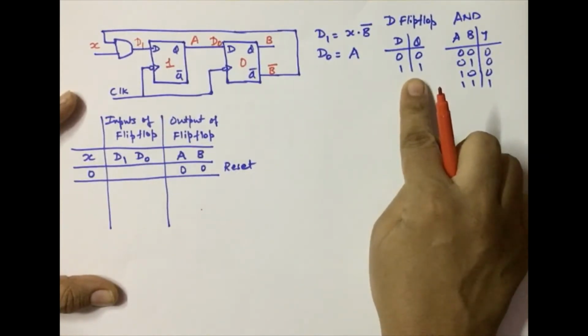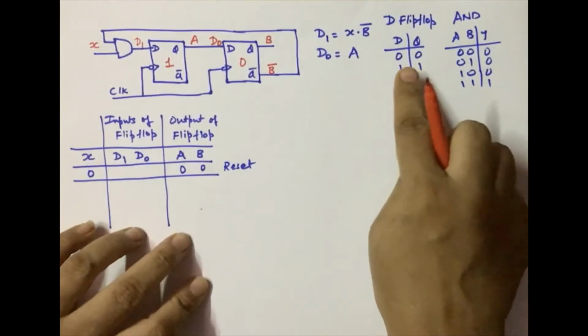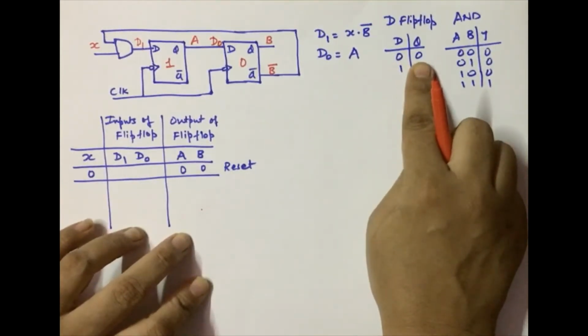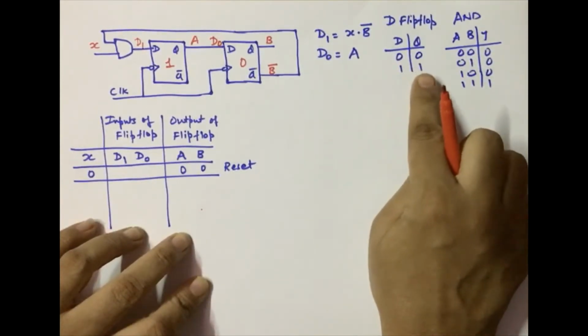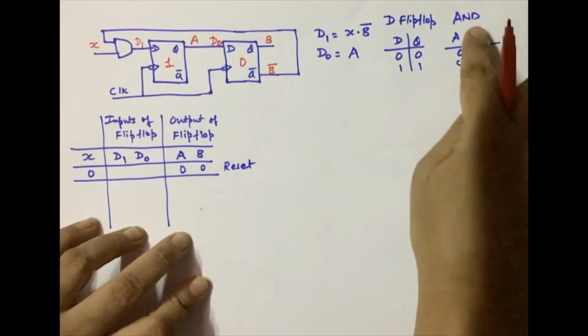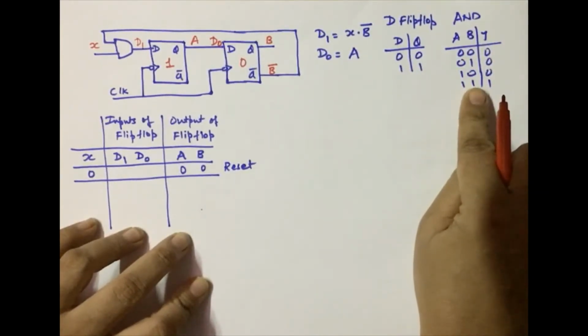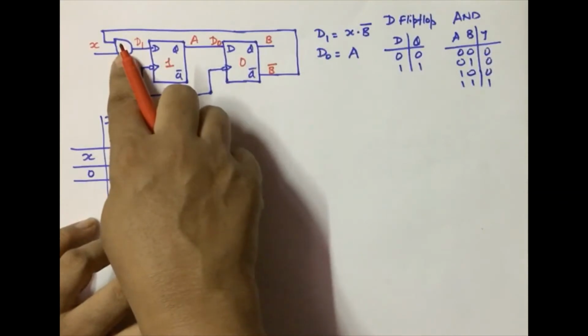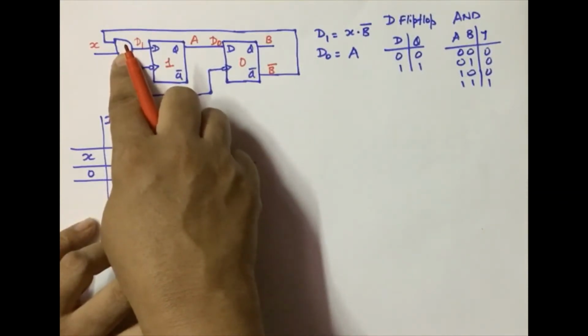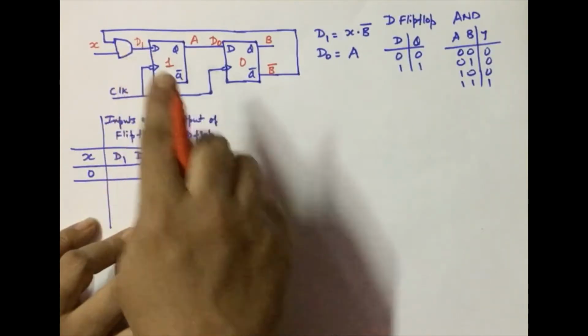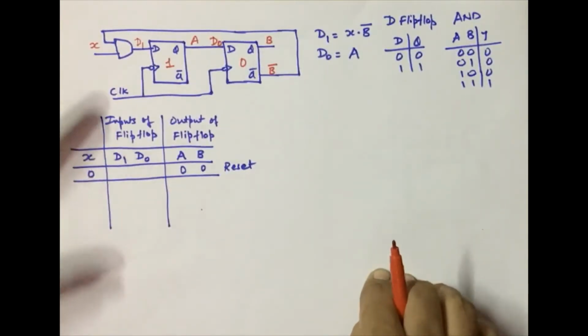Characteristic table of D flip-flop is shown over here. When input is 0, output is also 0. If input is 1, output will be 1. AND gate table is useful to evaluate what will be D1 over here. So if both the inputs are 1, then only D1 is 1.